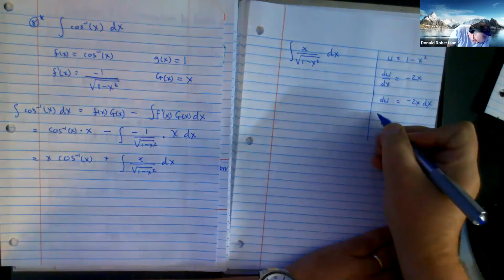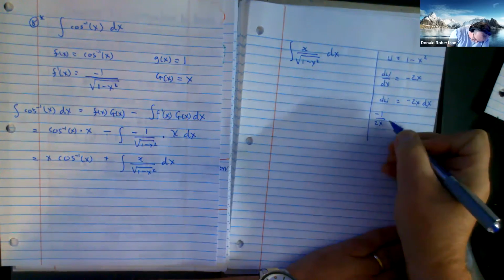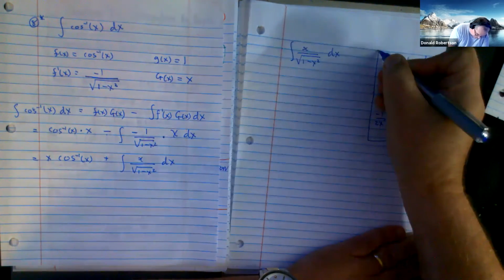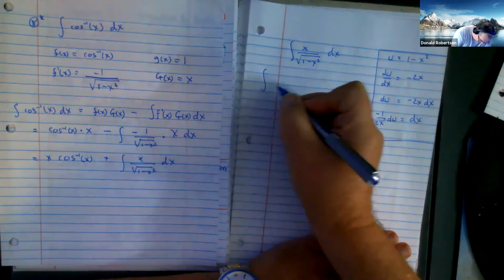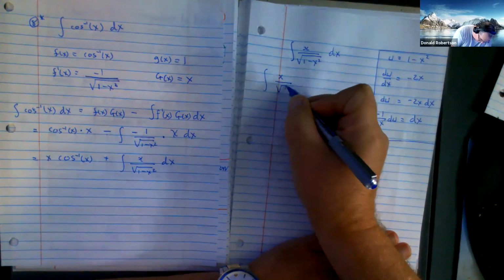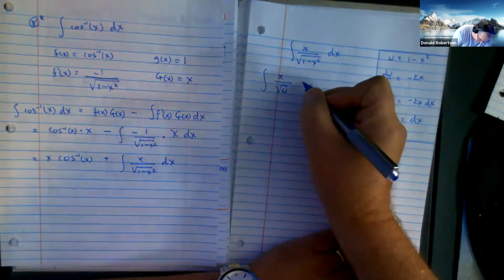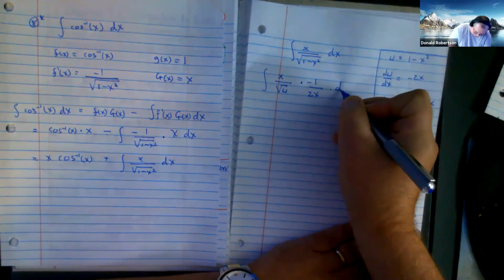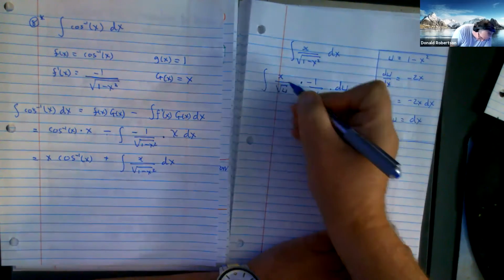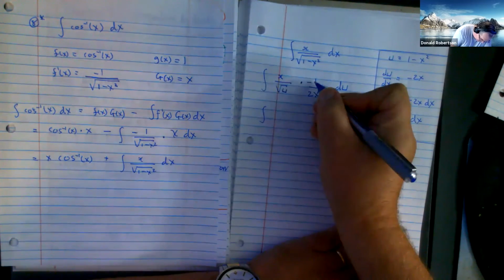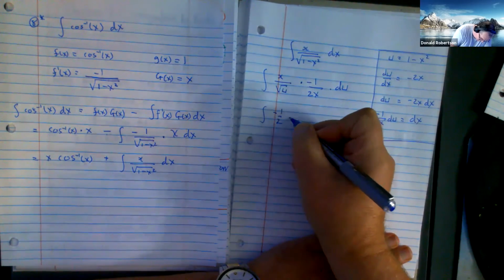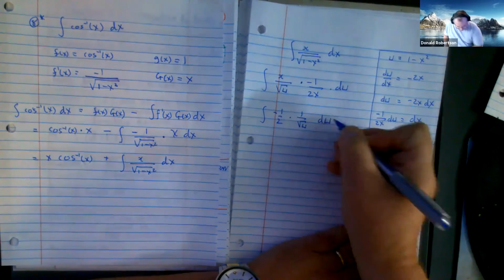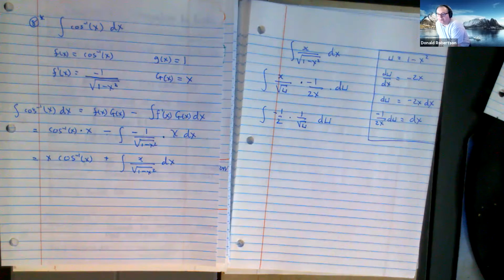You divide both sides by negative 2x to isolate the dx. So this becomes x over the square root of u times negative 1 over 2x du. And the x's cancel out. I'm going to make this negative a half, and I'm going to write it down like that, because to me, it's just more natural.